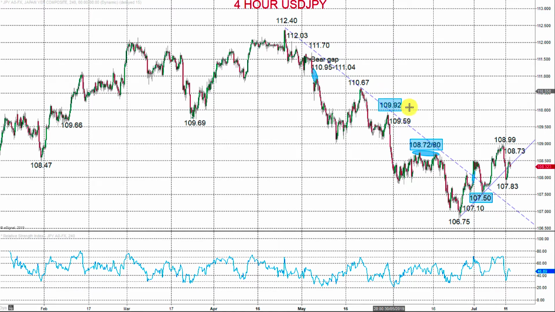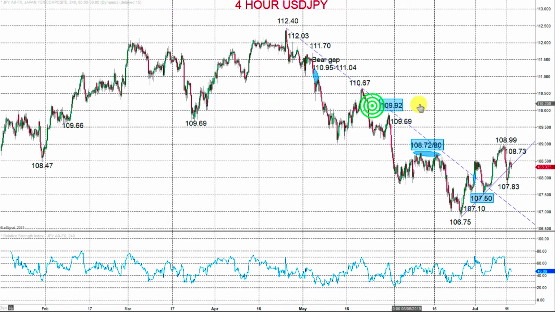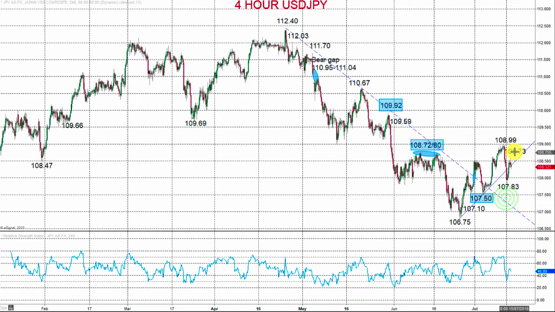We see a range theme now between 109.92 and 107.50, with the market having pushed above this key barrier for a bottoming pattern. So intermediate term, we see a range, 109.92 from here to here, 107.50. In the very short term, I think the risk remains slightly lower for dollar weakness.